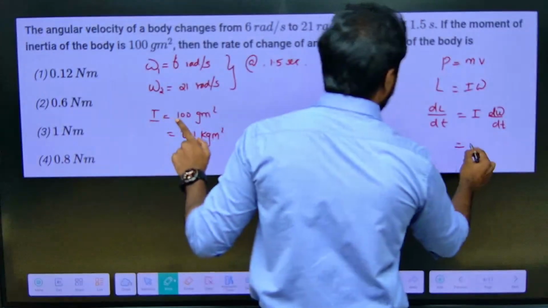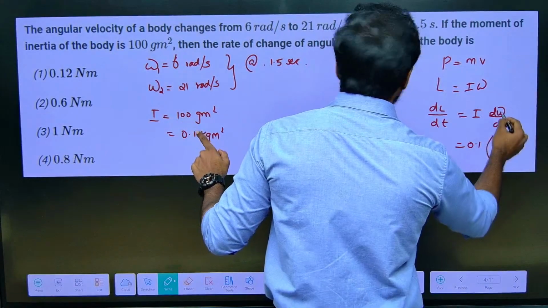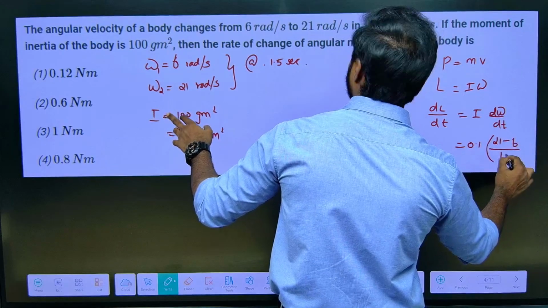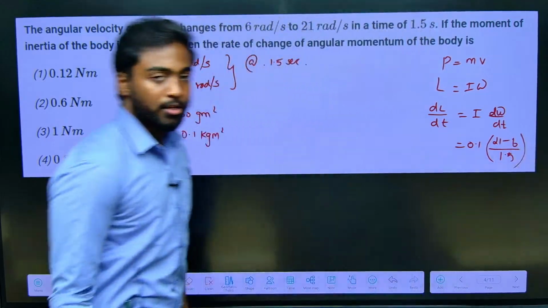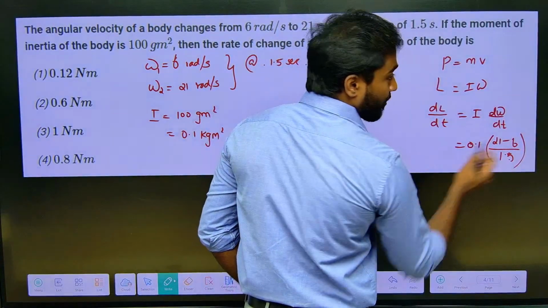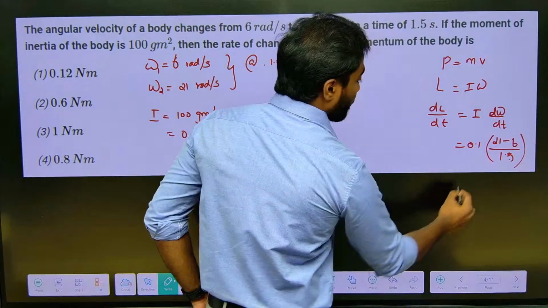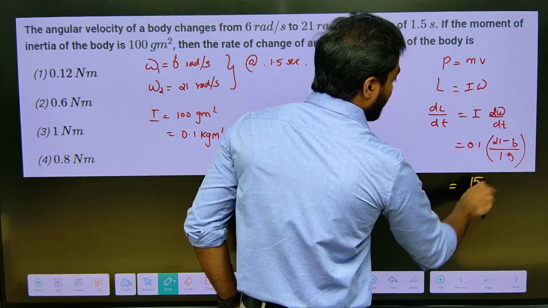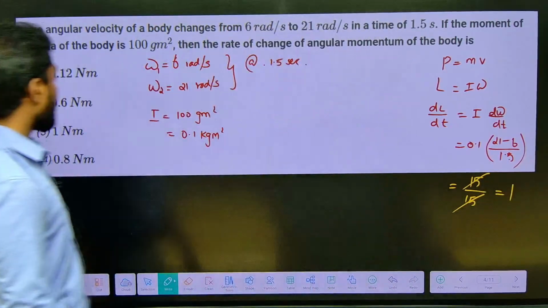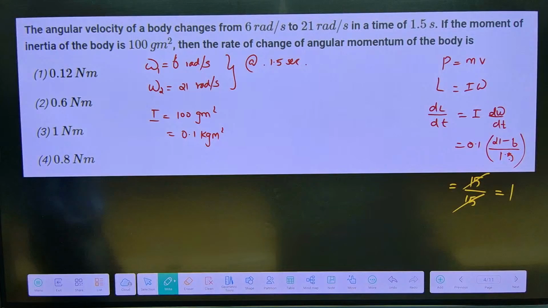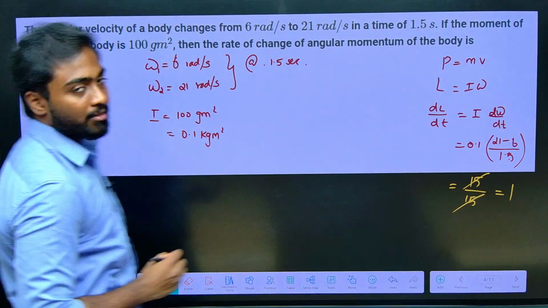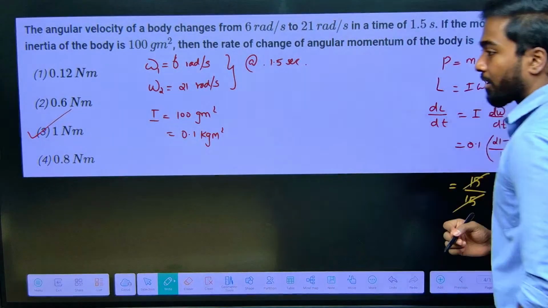So what is I? It is 0.1, and I can say that 21 minus 6 divided by 1.5 seconds. That's it. Simple. So I will multiply this by 10, and this by 10. So it is how much? 15 by 15, 15 will get cancelled off. 1. The answer is 1 Newton meter. So option 3 is the correct answer for this question.